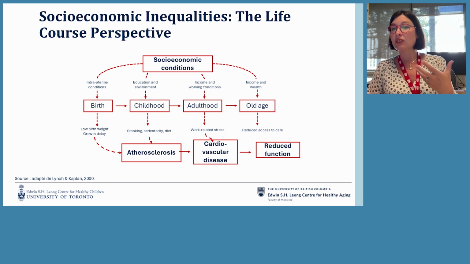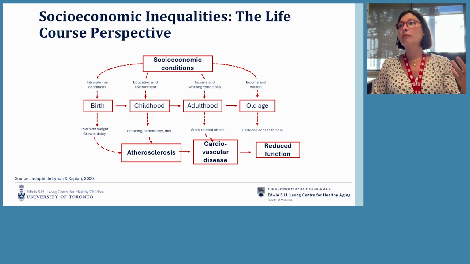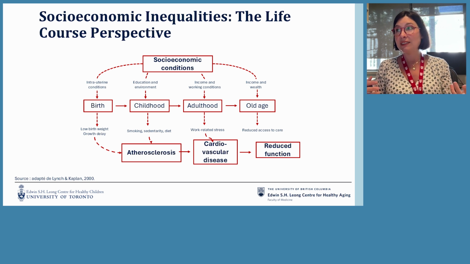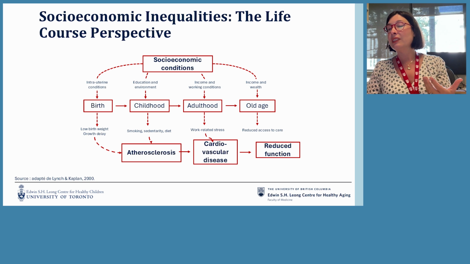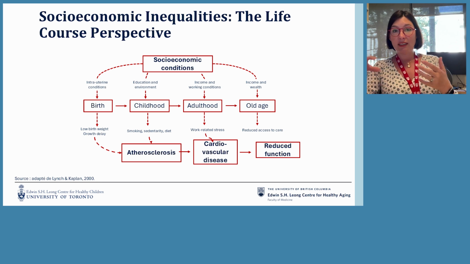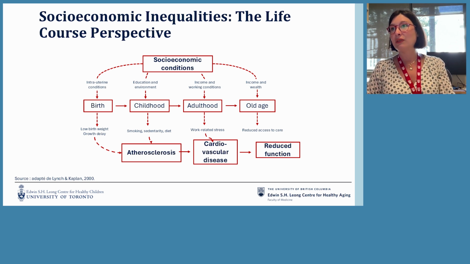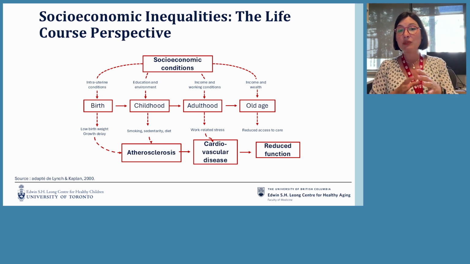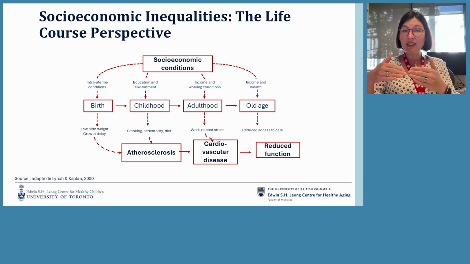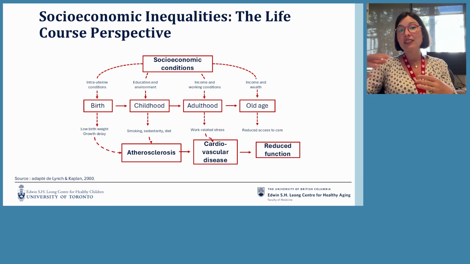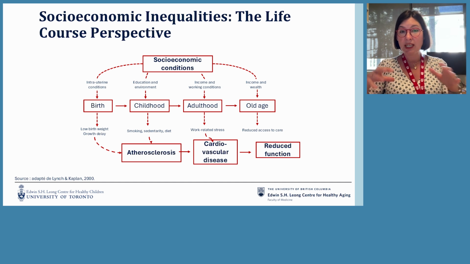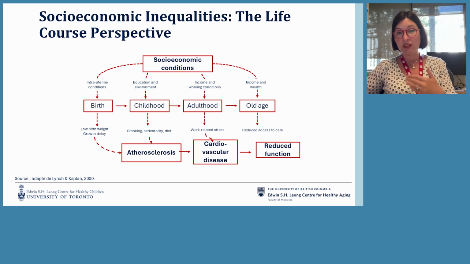Then income and working conditions in adulthood have an impact on work-related stress, which has an impact on cardiovascular disease. Going into old age, where income and wealth have an impact, for example, on access to care, then impacting reduced function. So cumulatively, but also interactively across the life course, the different exposures have an impact at different stages of disease development.